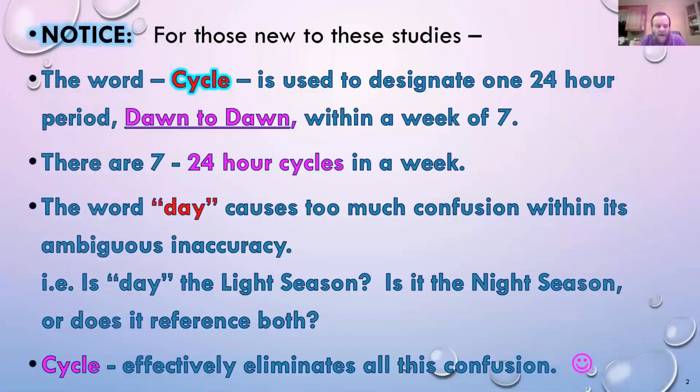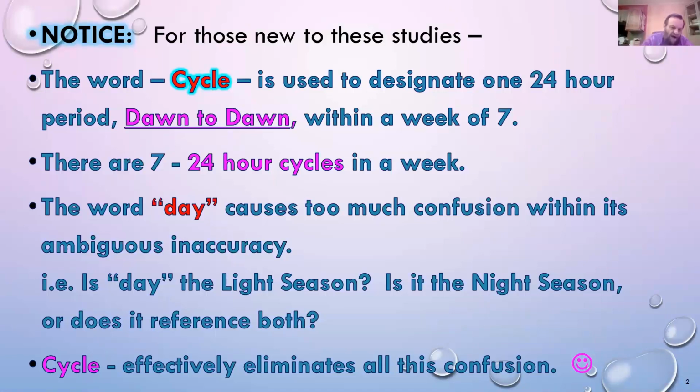Here's a little notification. I use the word cycle, and it's used to designate one 24-hour period, dawn to dawn, within a week of 7. There are 7 24-hour cycles in a week. The reason I use this word cycle is because the word day causes too much confusion with its ambiguous inaccuracy. Too many times people want to say it's just a light season, or maybe it's a night season too, or both.